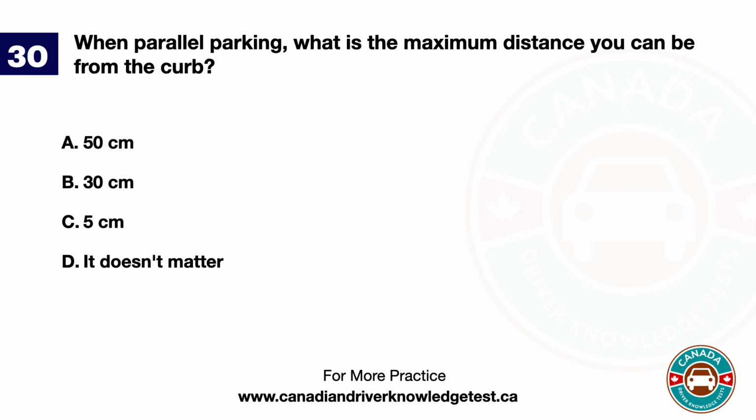Question 30. When parallel parking, what is the maximum distance you can be from the curb? A. 50 centimeters. B. 30 centimeters. C. 5 centimeters. D. It doesn't matter. The answer is B. 30 centimeters.